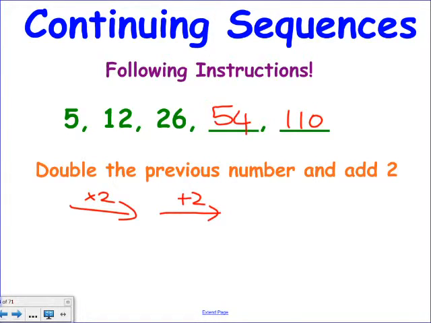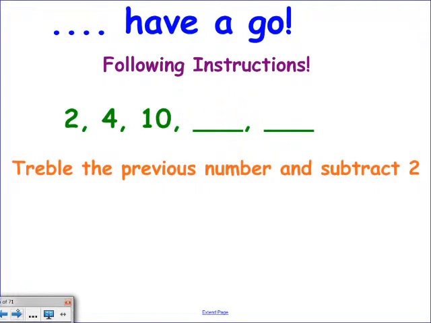Okay? So can you see how they can create sequences from instructions? You happy with that? Good. So, I want you to follow these instructions and give me the 2 missing numbers on that sequence if you can. Let's do this. So what's my next value then? 28. So I'm trebling that to get 30 and then taking away a 2. And then the last one? 82. Good. So you're happy following instructions and completing sequences.